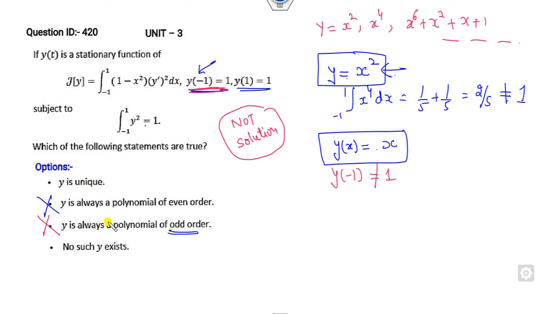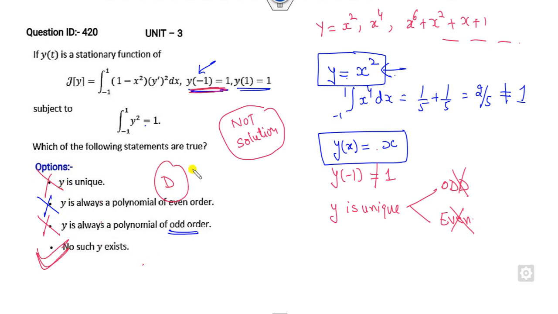Now, is y unique or not? What will happen if y is unique? Since it is a polynomial, it could be either odd degree or even degree, but the second and third options are already cancelled out, so it means no such extremal exists for this answer. So that's simple, without solving you will get the right answer in a simple way.